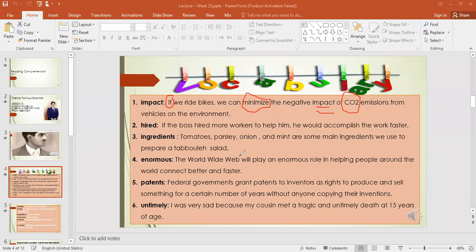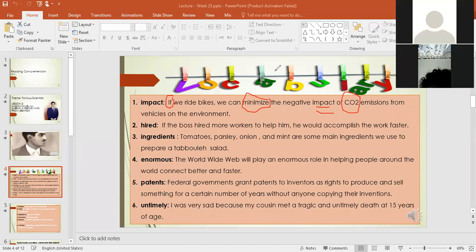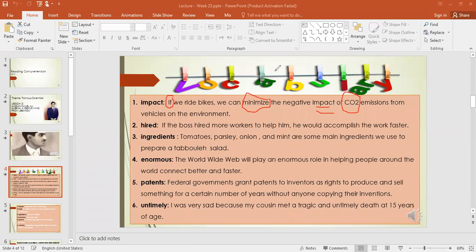Mohammad Bawab. Yes, miss. Read. Untimely. I was very sad because my cousin met a tragic and untimely death at 15 years of age.